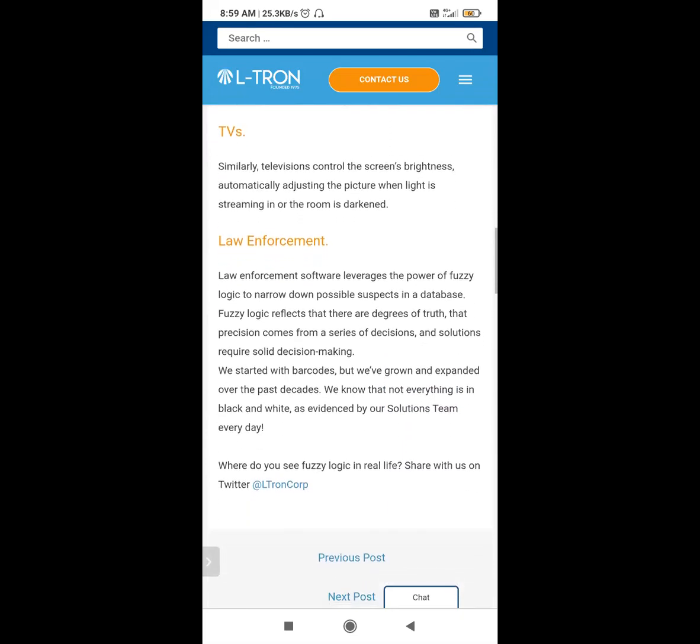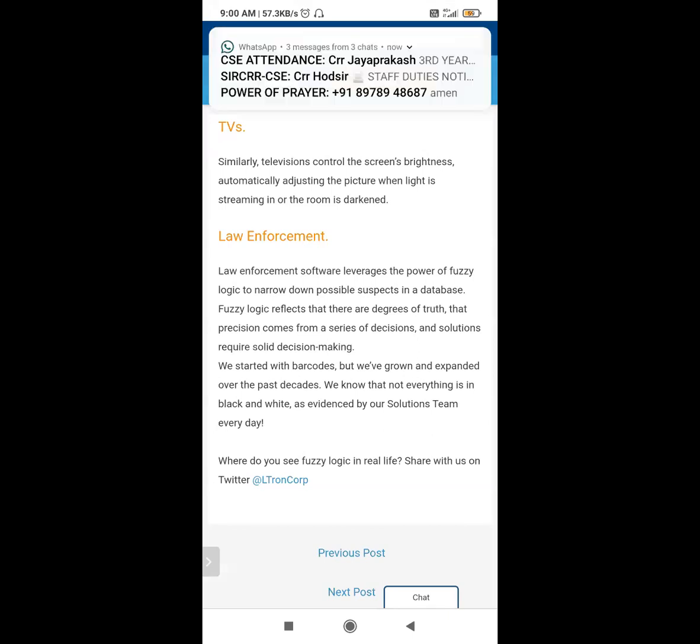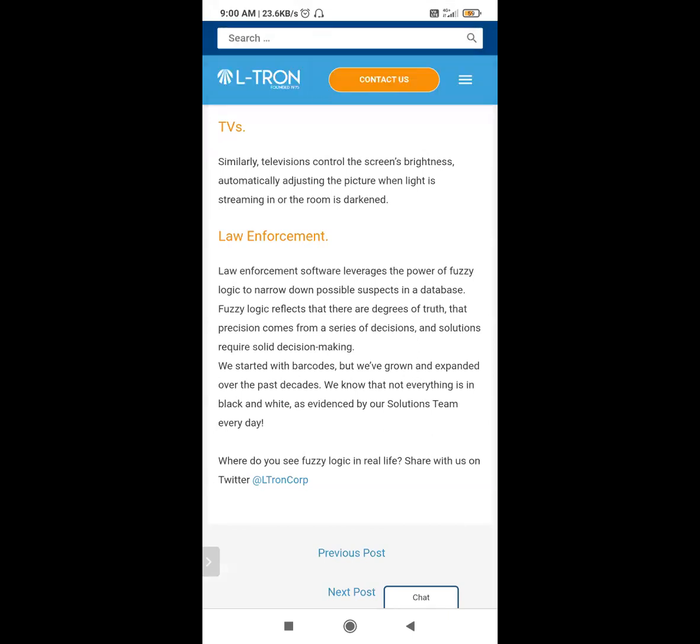Next, coming to the TV. This fuzzy logic is also used in TVs. Similarly, televisions control the screen's brightness, automatically adjusting the picture when light is streaming in or the room is darkened. So based on the environment or the room situation, the screen brightness will be increased or decreased. That sensing is done using fuzzy logic only, in the TVs.